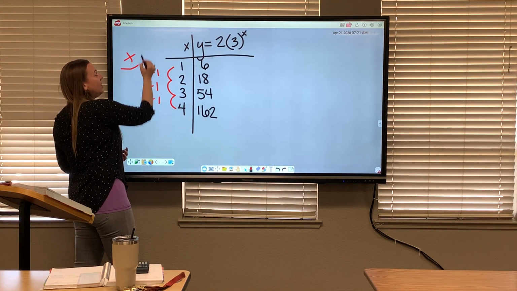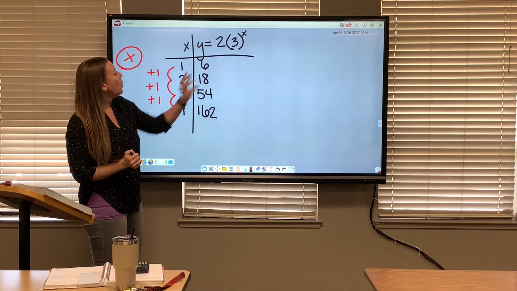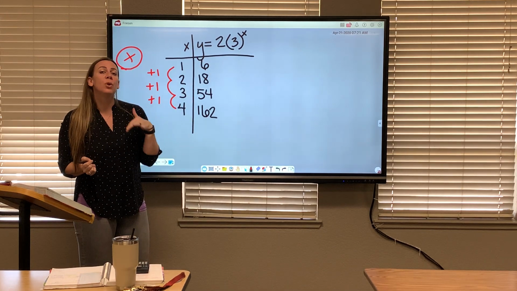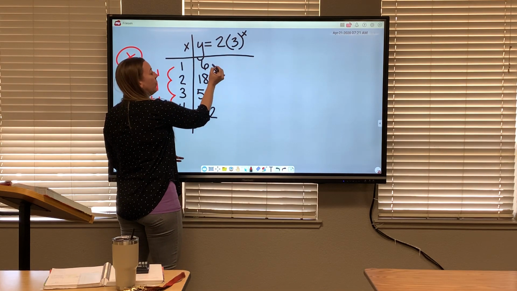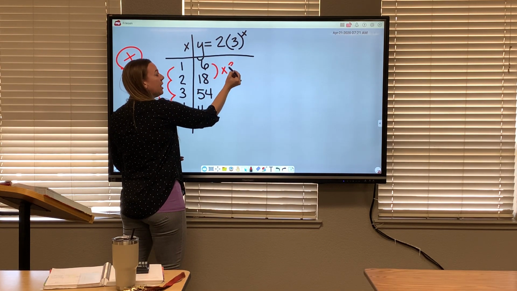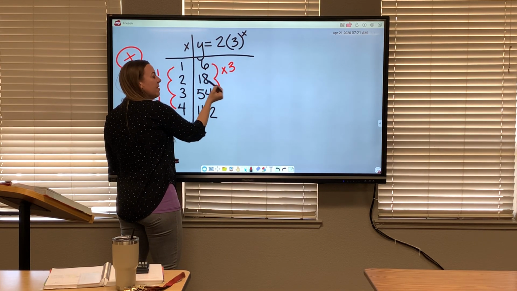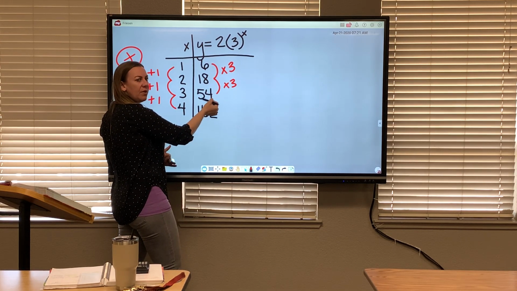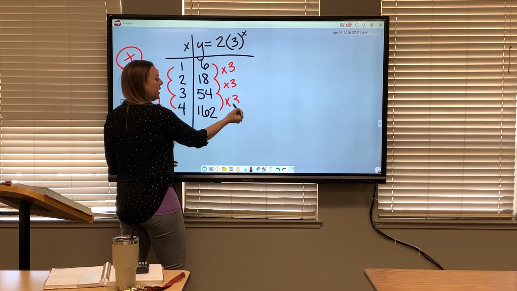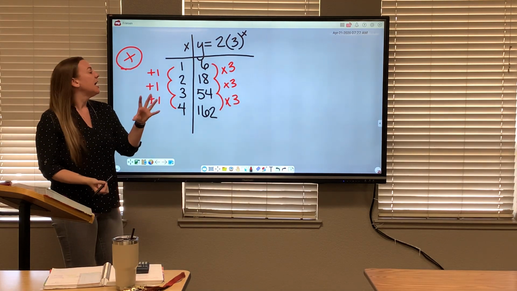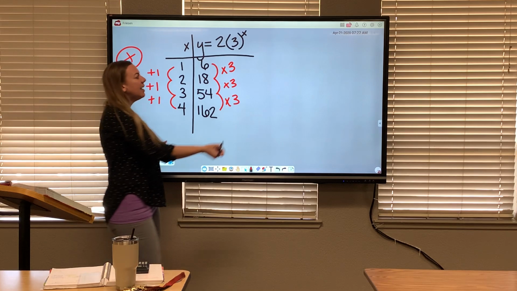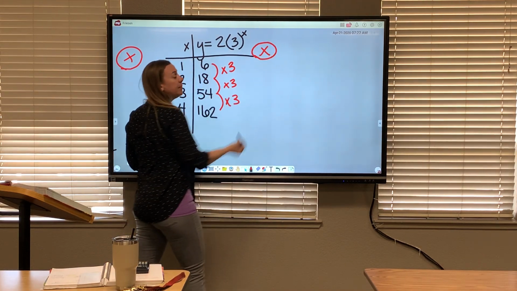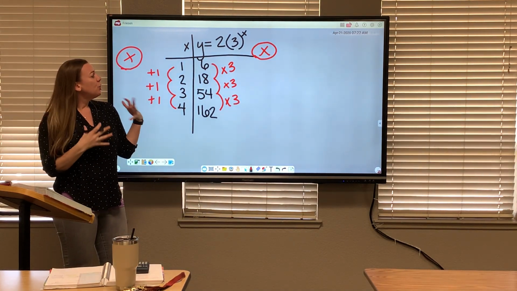So I should add on the x side. On the y side, I should multiply. And I know that to get from 6 to 18, I multiply by 3. And 18 times 3, using that same constant, is 54. And then if I multiply by 3 again, it's 162. So an exponential function means I add on this side and I multiply on this side, okay? So that should be the case.